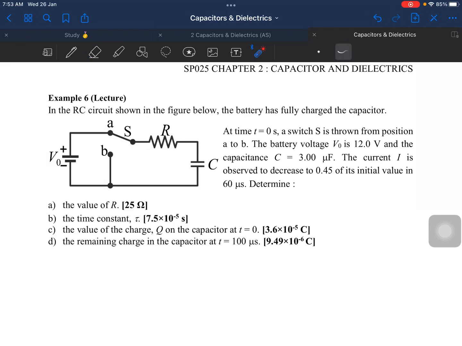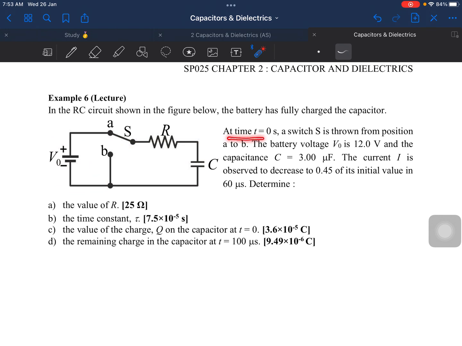Okay, so in the RC circuit shown in the figure below, the battery has fully charged the capacitor. Okay, so ni adalah you punya battery, ni capacitor kamu. So dia pun charge lah sebab dia connected kan. Okay, so dia being fully charged. Okay, that's fine lah.